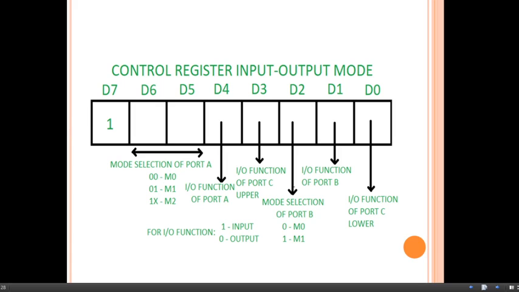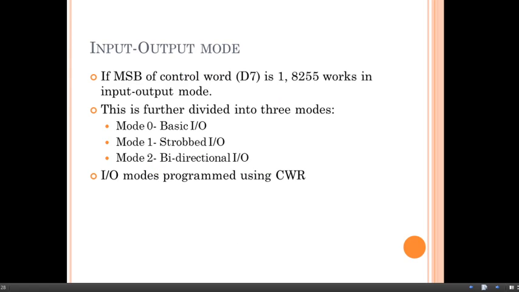So this is the control word register format for 8255 input output modes. When 8255 is reset, it will clear the control word register contents and all the ports are set to input mode. The ports of 8255 can be programmed for other modes by sending the appropriate bit pattern to this control word register. The input output mode of 8255 is further divided into 3 modes: mode 0, mode 1 and mode 2. The details of these modes we'll study in our next session.